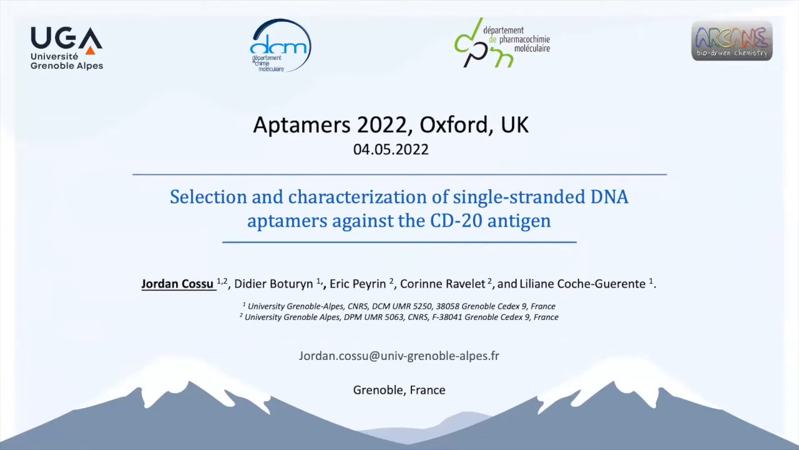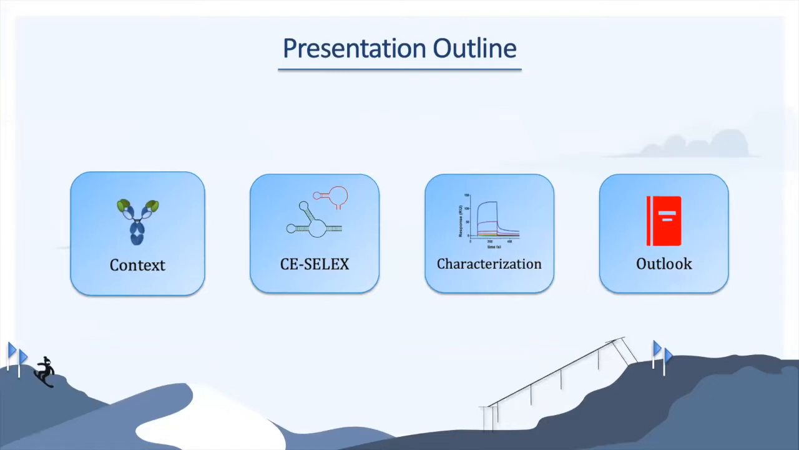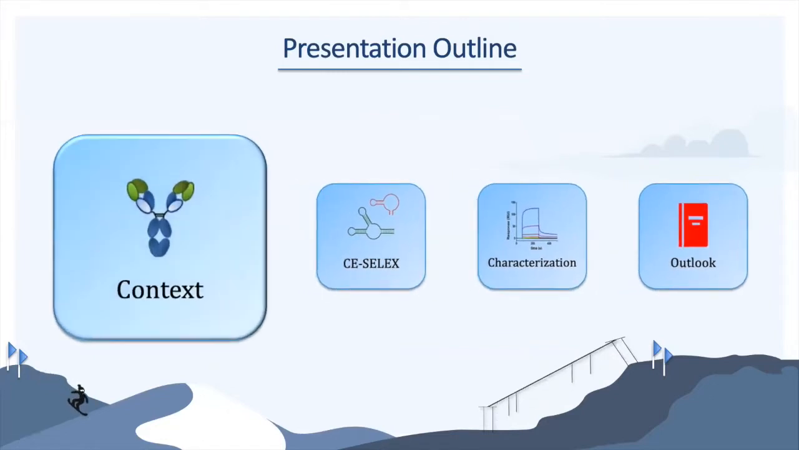I'm a second-year PhD student working on the project Selection and Characterization of DNA Aptamers against the CD20 antigen. This project is a collaboration between two labs, both located in Grenoble in France, the DPM and the DCM. I would like to start this presentation with a short introduction of the context behind this project.